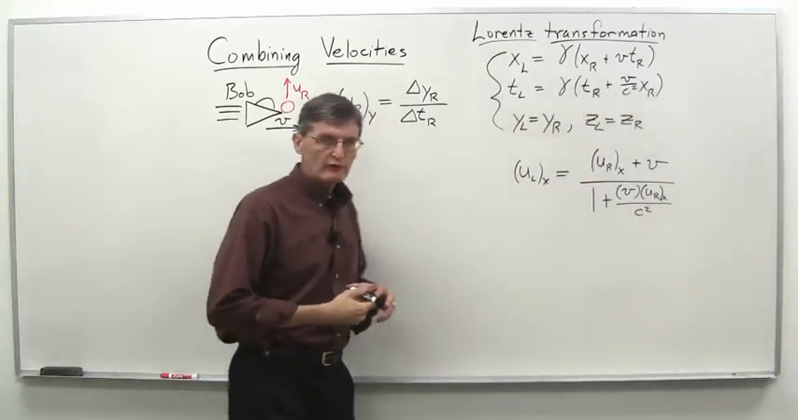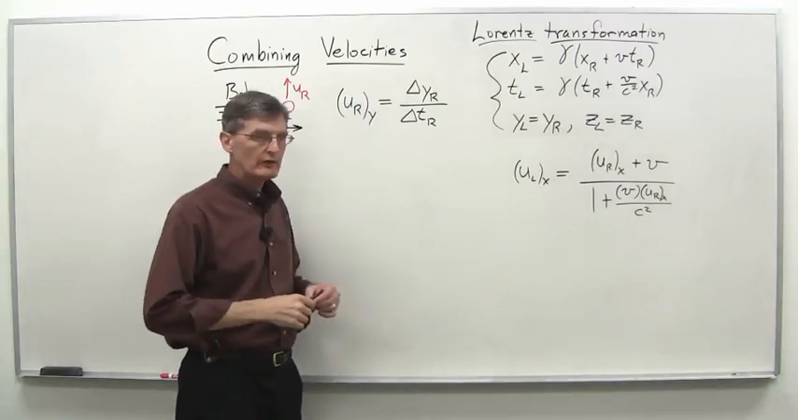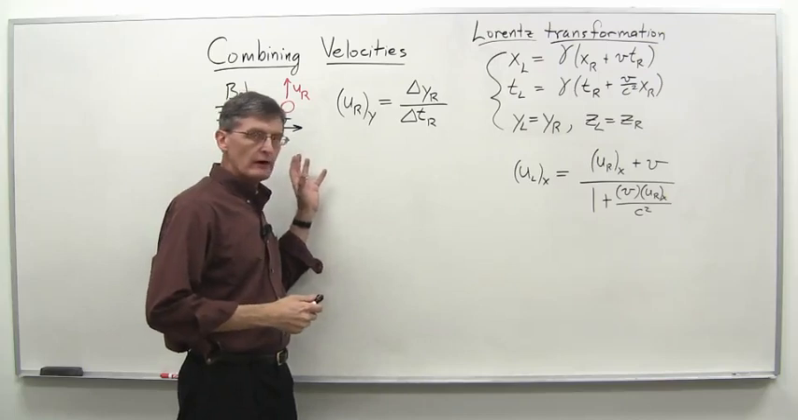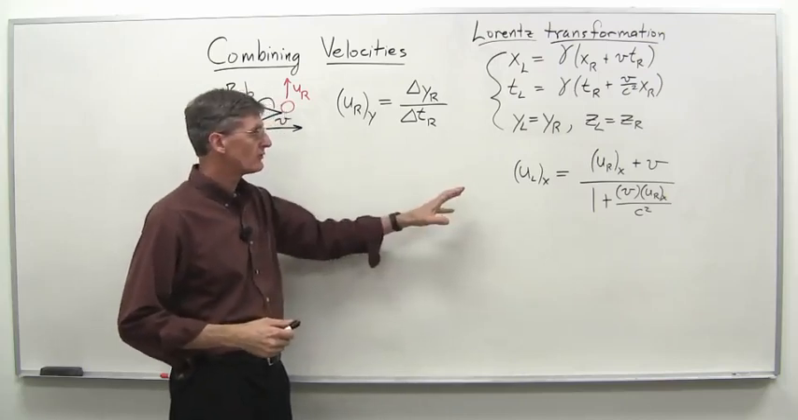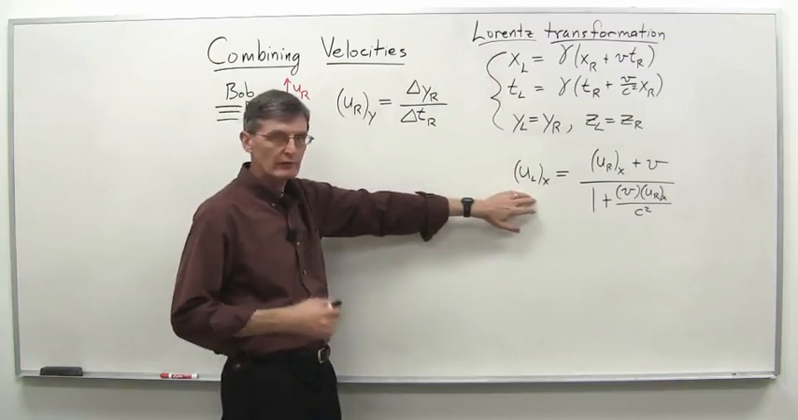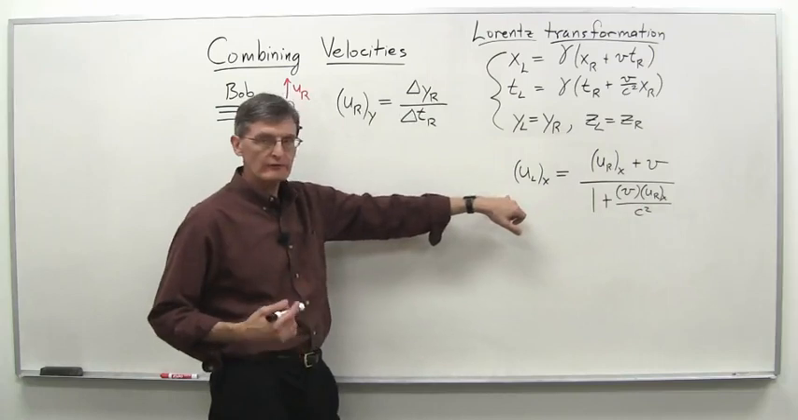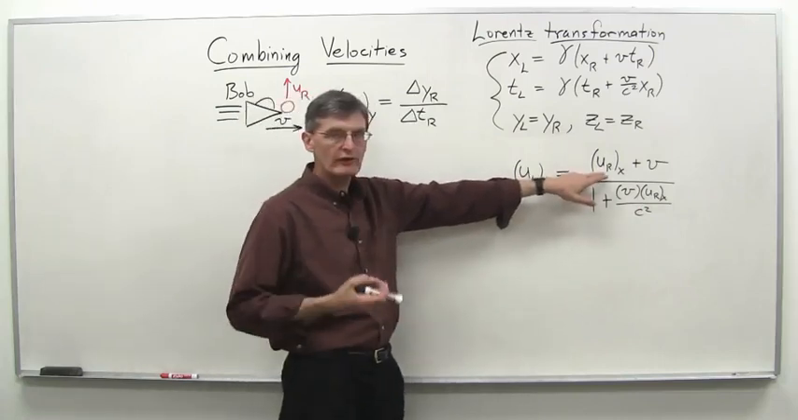In a previous video clip, we looked at combining velocities, really adding velocities, which is what we were doing when we had motion in the x direction. So remember, we used the Lorentz transformation, and you got an equation like this. And what I've done here is added these x subscripts to the velocities. U sub r, remember, is the velocity in the rocket frame.